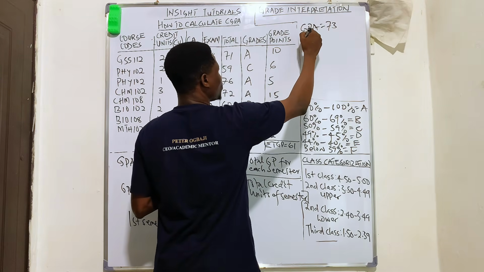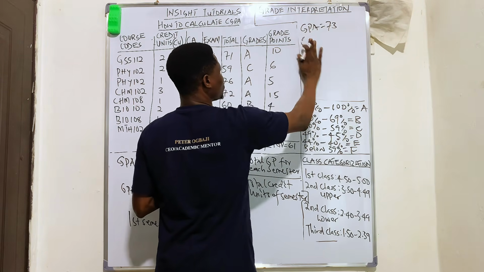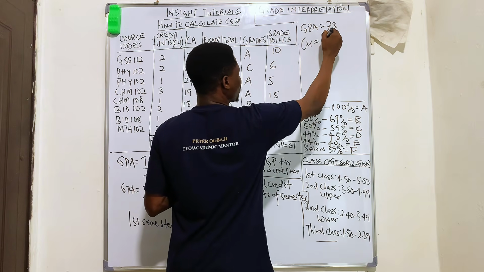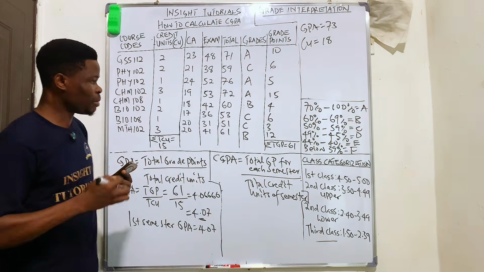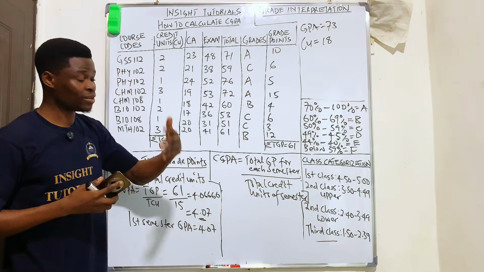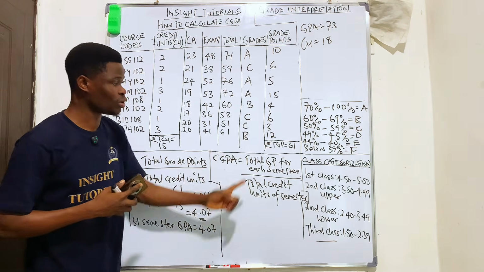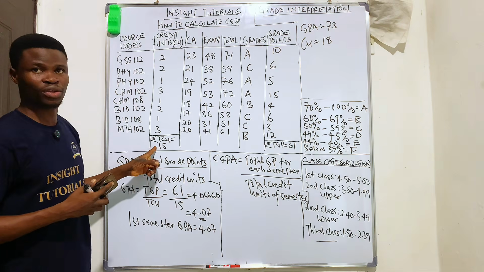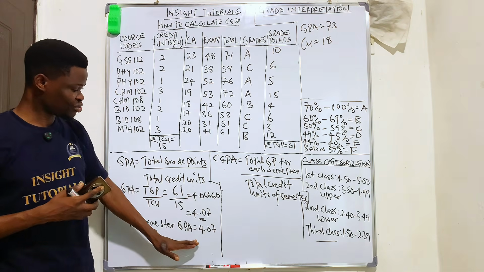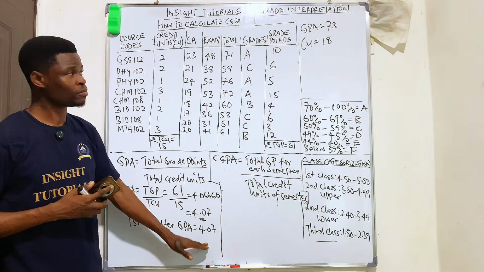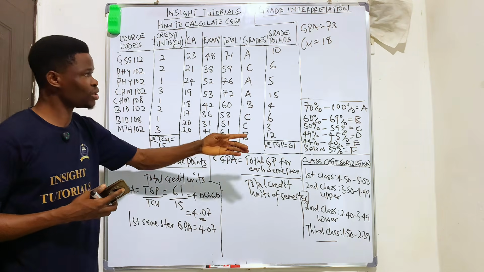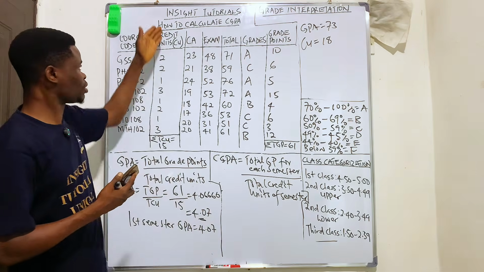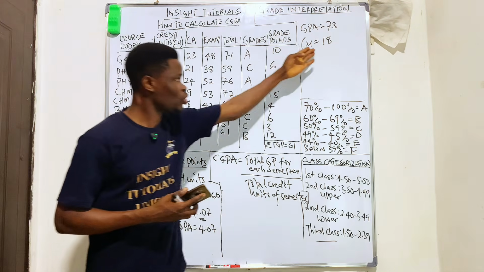And let's say the student's credit unit for that semester was 18. Remember that the first semester, the one we just calculated, the student has 61 total grade points and 15 total credit units. That was how we got our first semester GPA of 4.07. Assuming in another semester, the student now has total grade points of 73, and the total credit unit for that semester was 18.